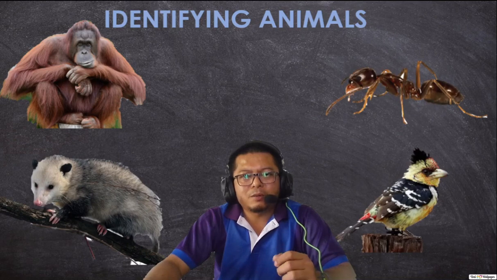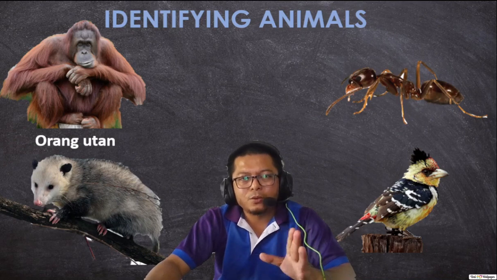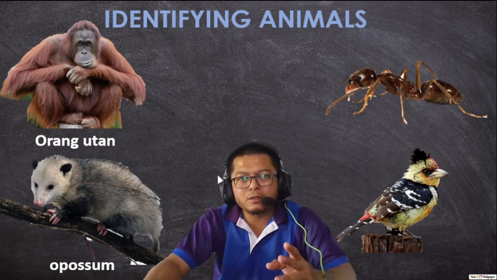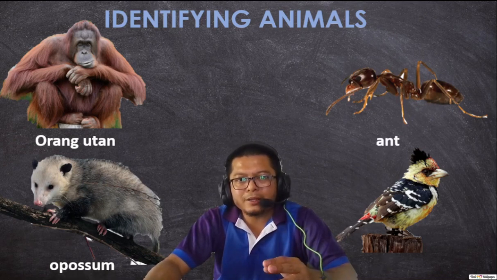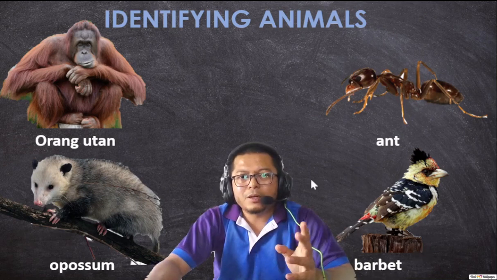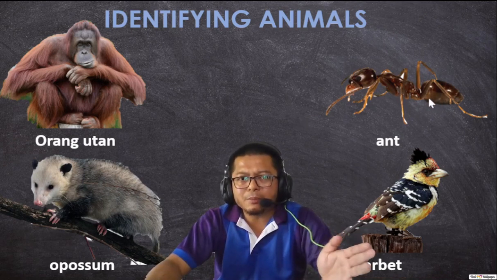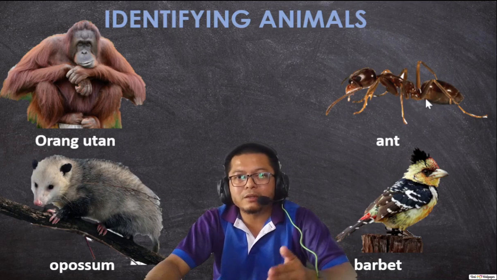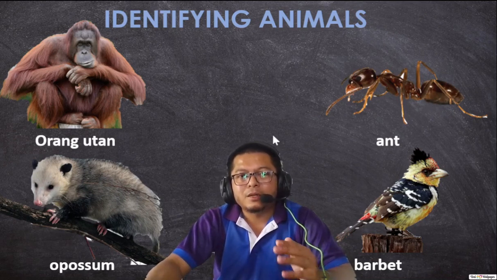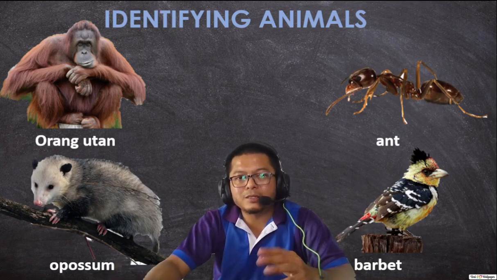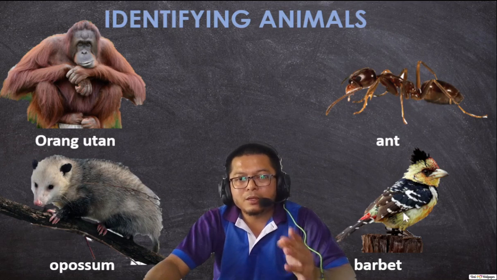Now there are four more types of animals. This would be an orang utan. Bukan orang hutan, no. Orang utan. This is the name, orang utan. And this is opossum. And next would be the ant and barbet. Like I said, there are many types of the same animal, for example ant, there are many types of ant. There are many names, different sizes, different colors, but generally we call this ant. Same with the barbet. There are many types of barbets, many types of colors, but generally they are called barbet. It's the same family.